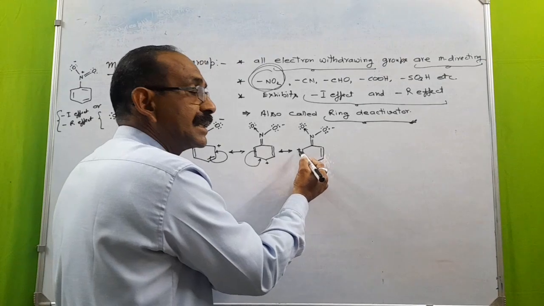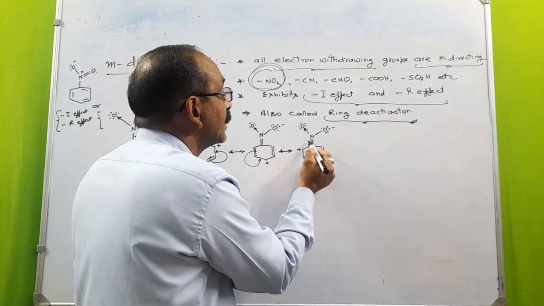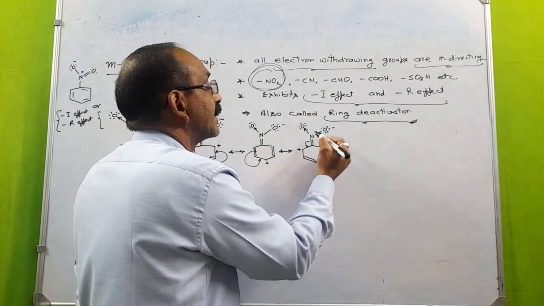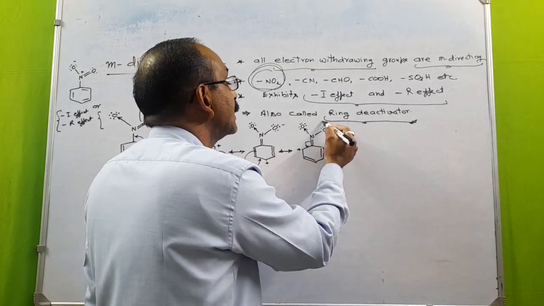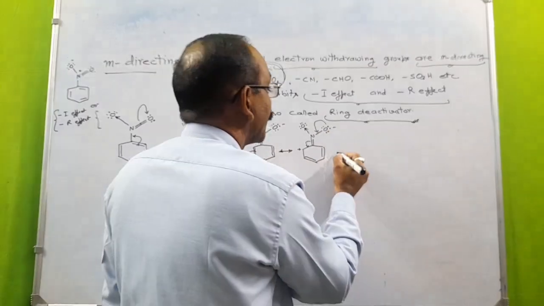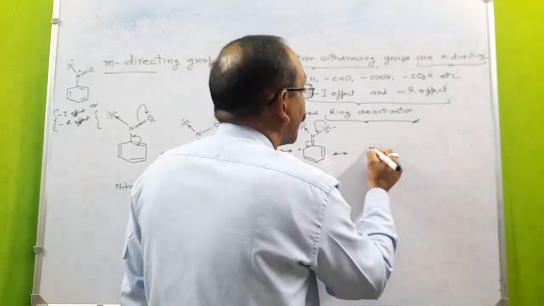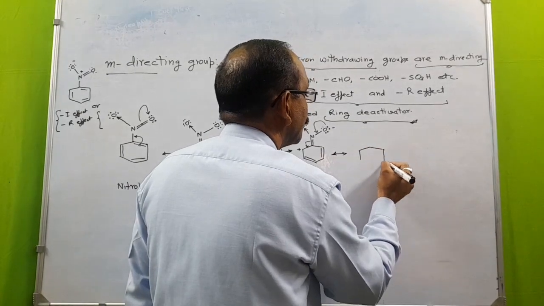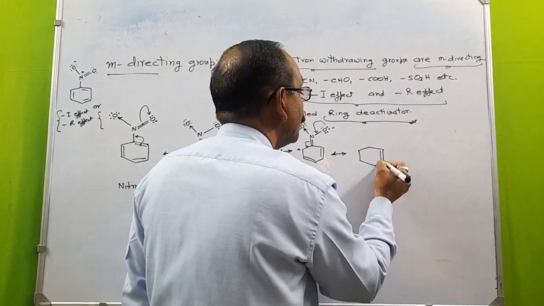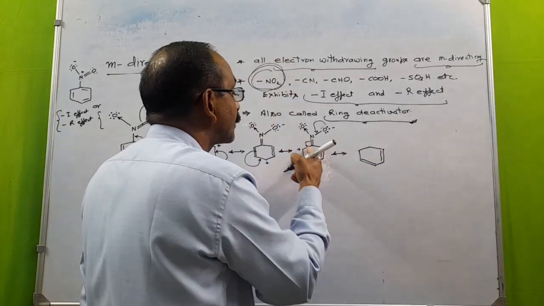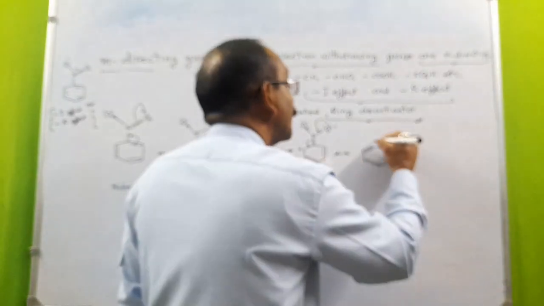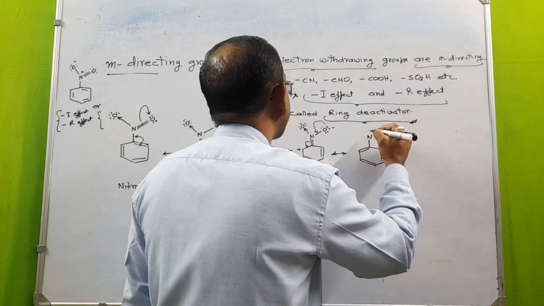Finally, in order to compensate the positive charge of this carbon, these two electrons will shift here. Nitrogen will become electron deficient. These two will come back, and we will get another structure. Here double bond, double bond. As these two electrons shifted here, a double bond will form here. Now the single bond will be left in between the ring and nitrogen.